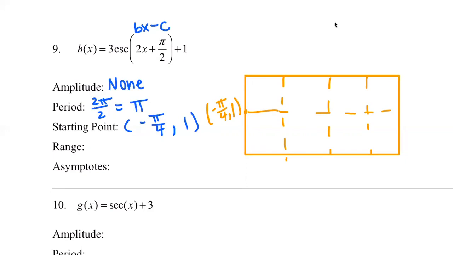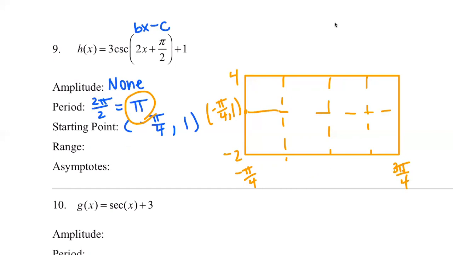Okay, so for our vertical spacing, our starting point has a y value of 1, so we're going to go up 3 and down 3, since a is 3. Our frame horizontally begins at negative pi over 4. Method number 1, if I take the period and add it, we would end at 3 pi over 4.